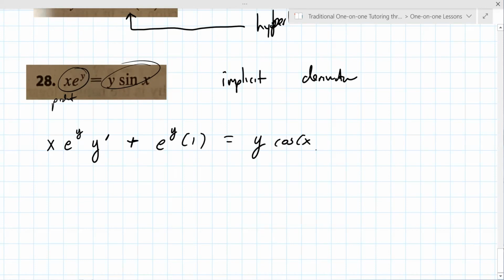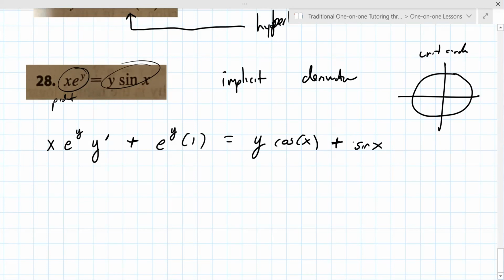As an aside here, you definitely want to know your unit circle. That could be a thing to spend 15 minutes on at some point, really making sure you know it. Plus sine x times the derivative of y, which is 1, but because there's a y prime.